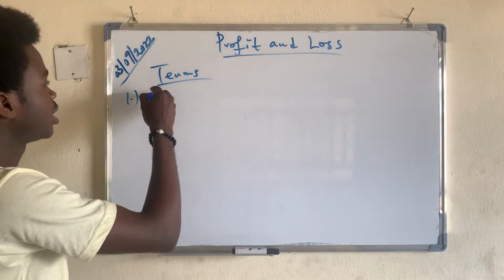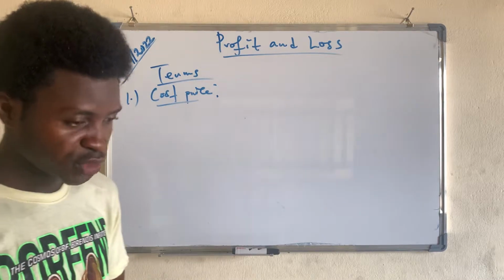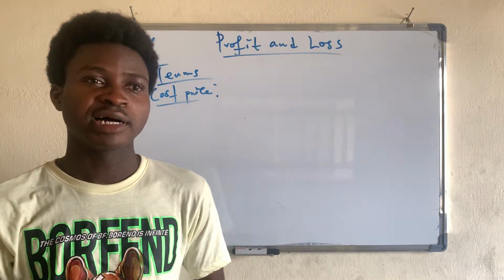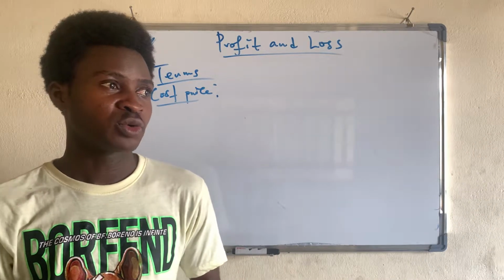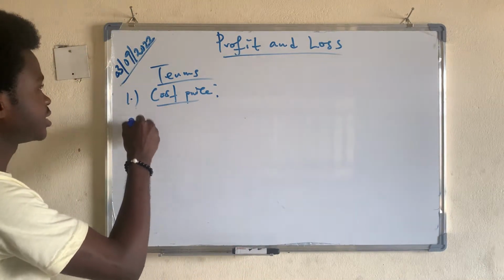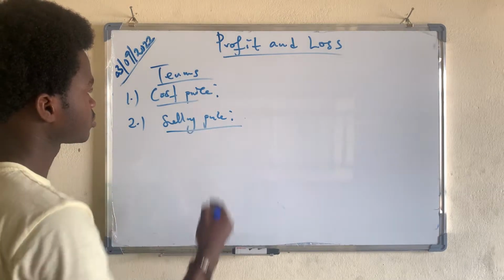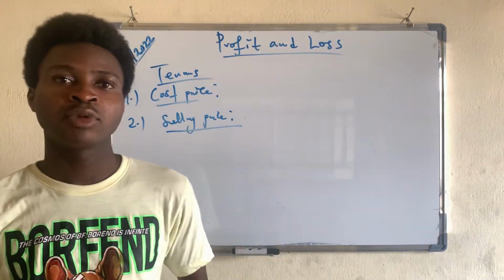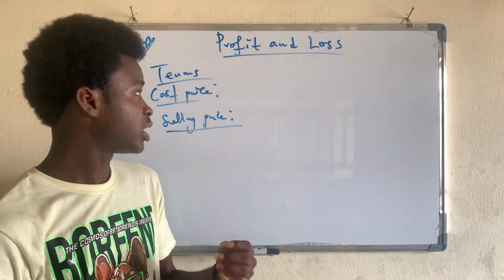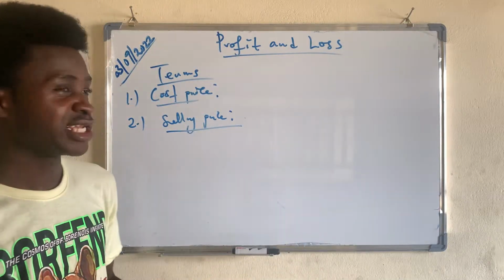Number one, let's consider cost price. Cost price is the amount you purchase an article for. So the amount you buy a particular article for is the cost price. Selling price is the amount you sell a particular article for, the amount an article is being sold out for. That is your selling price.